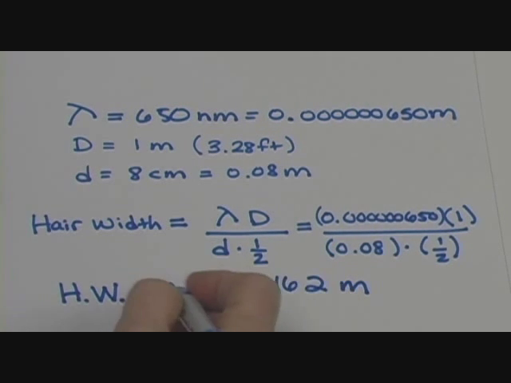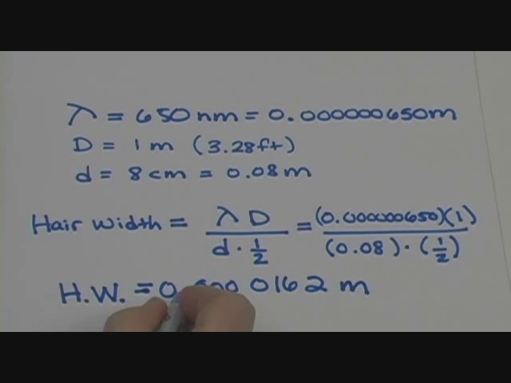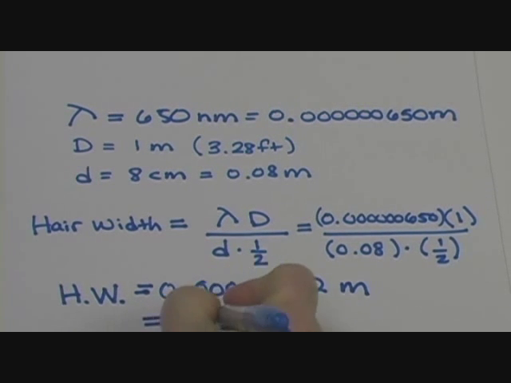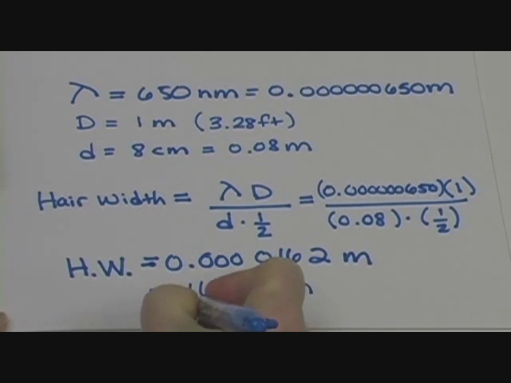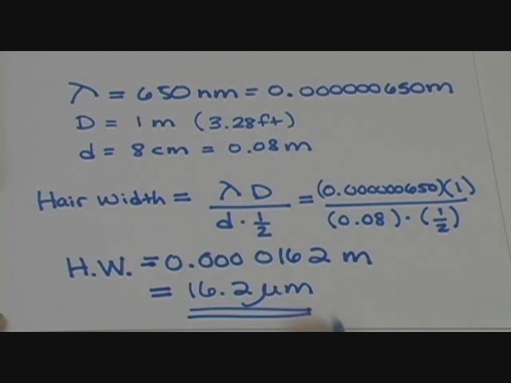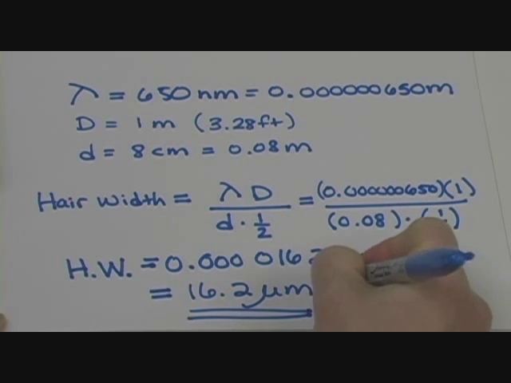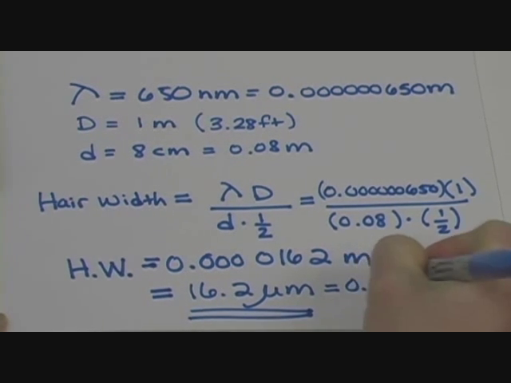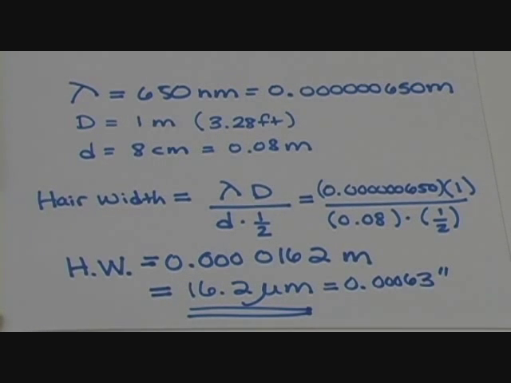And to do that, you're going to multiply by 1,000,000. And so you're going to move the decimal place over 6 points. 1, 2, 3, 4, 5, 6, so I get 16.2 micrometers. So my hair is about, if I were to convert that to inches, 0.00063 inches. Now you give it a try.